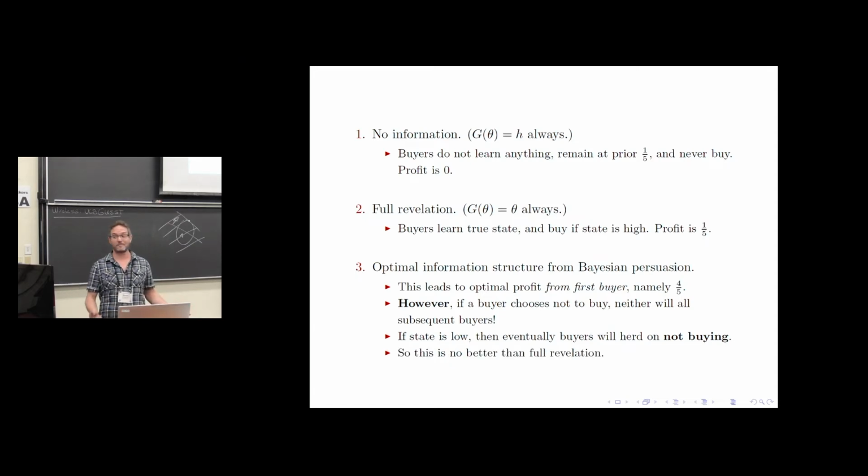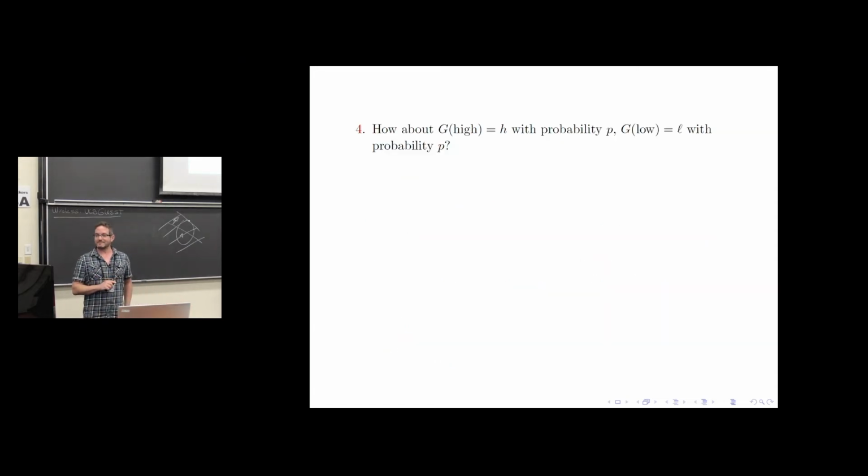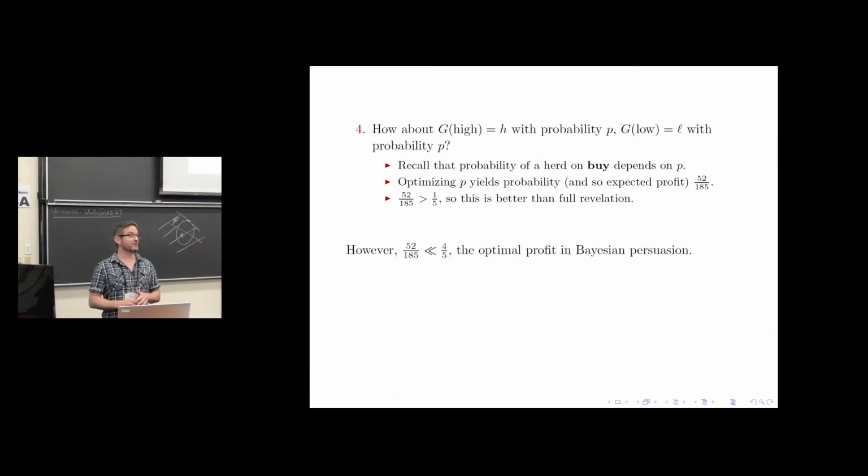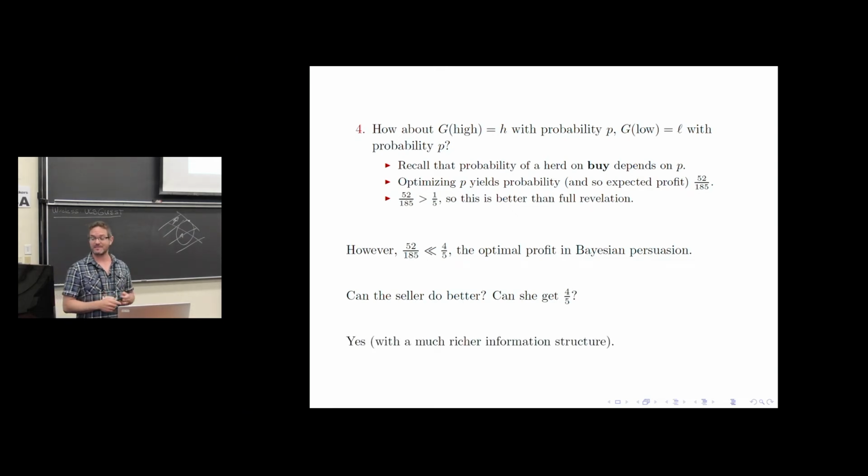So can she do better? Well, we could try this P, 1 minus P kind of signal. And we said the probability of a herd on buy depends on P, so we could optimize this P. And this yields this expected value, which is bigger than 1/5, so that's good. But it's much lower than 4/5. Our question is, can the seller do better? And in particular, can she get 4/5? And our answer for this example is yes, but we're going to need a much richer information structure.